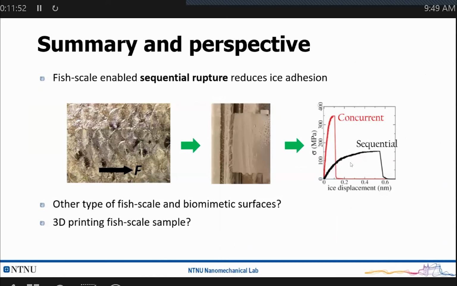A very short presentation, but just to bring this message to you, that this fracture mechanics concept could help to lower the interface adhesion, and especially that this fish scale enables this sequential rupture mode to reduce the ice adhesion. So our next step is that we look for other types of fish scales, and new fracture mechanics-enabled fracture modes to lower the ice adhesion.